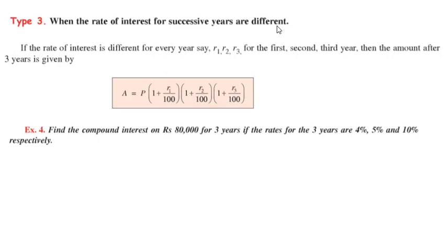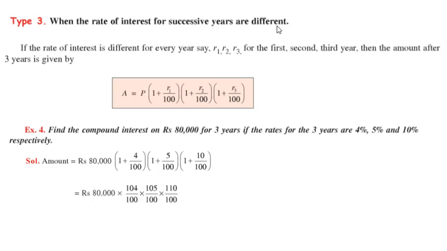Let us see one problem. Find the compound interest on rupees 80,000 for 3 years if the rates for 3 years are 4%, 5% and 10% respectively. So I will put the values and solve. I get the total amount as 19,096 rupees. Now compound interest is your amount minus your principal, so that gives me 16,096 rupees.